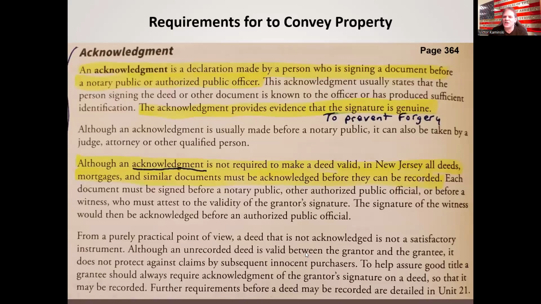Prove that it was me that signed it. Well, you do that with an acknowledgement. That's why we usually do this at a closing table with an attorney sitting there, or a notary. Okay.